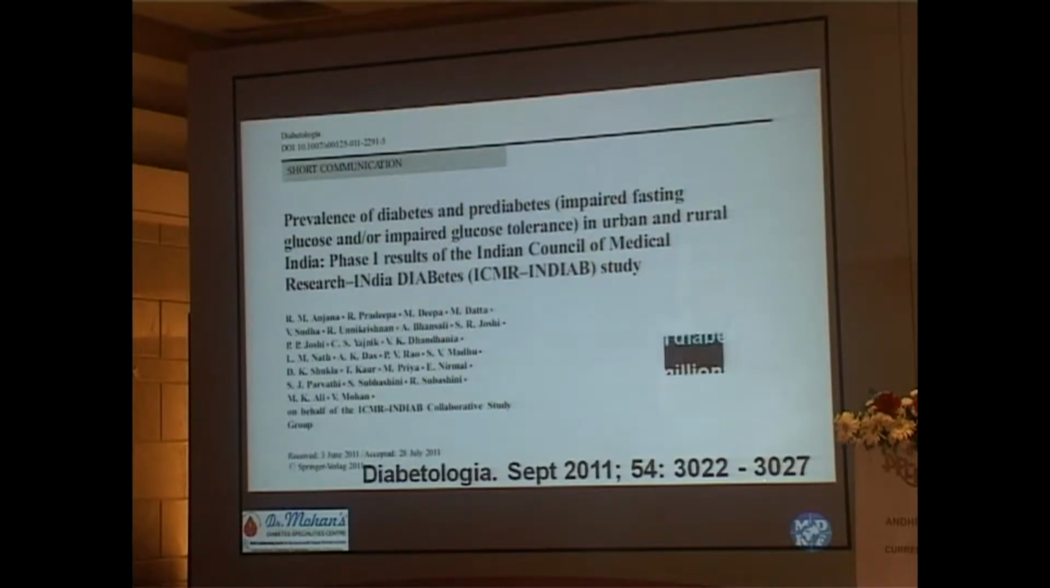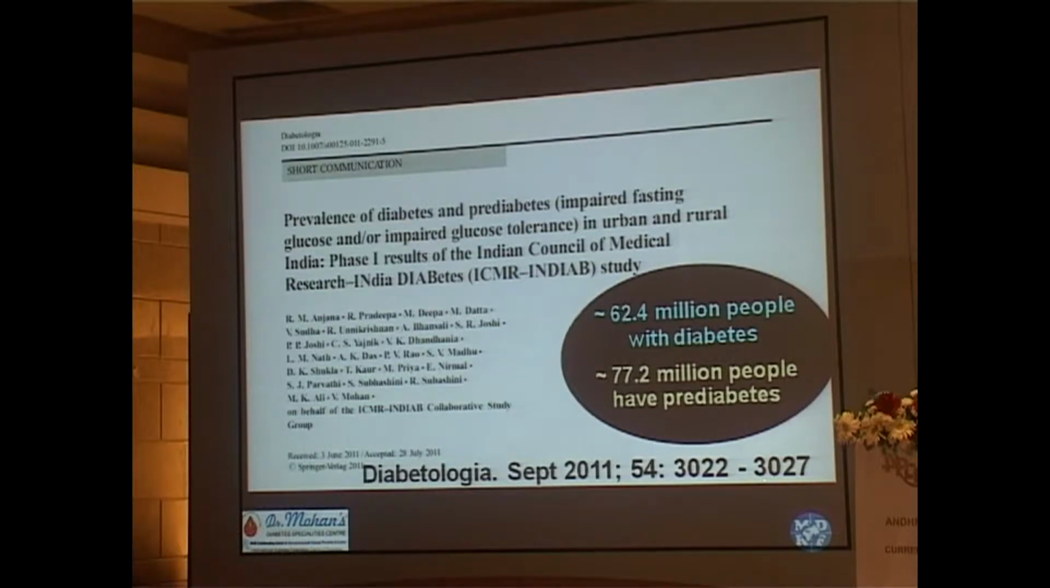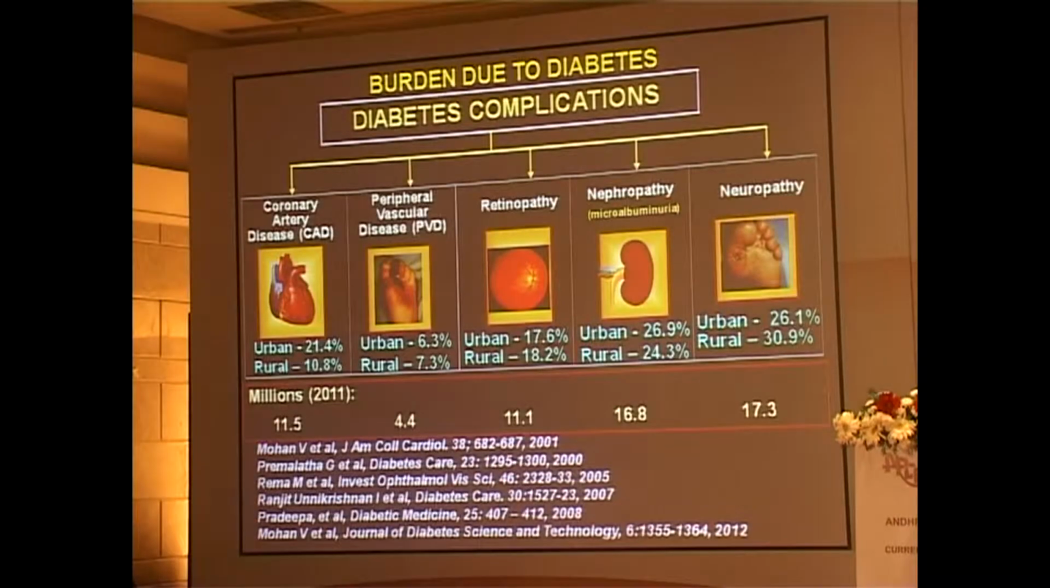When we finished the first phase, we looked at the number of people with diabetes in India, and it turned out that we had 62.4 million people with diabetes in India and 77 million people with pre-diabetes in India. And what is relevant to this talk is this one.